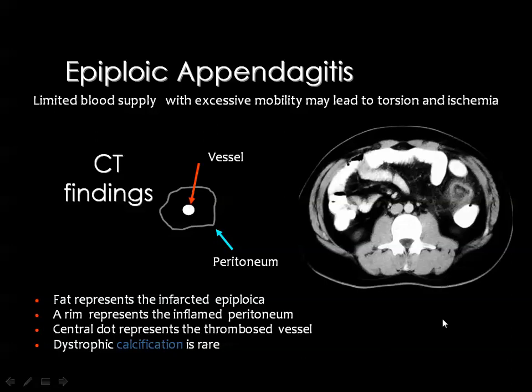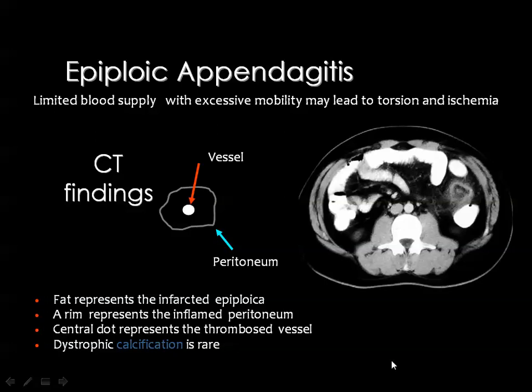Then if you look carefully here, you can see the three layers. The outer layer represents the thickened peritoneum, the middle layer represents the fat of the epiploica itself, and the central dot represents the artery. And of course, because this is an inflammation, you will see a stranding of the pericolic fat planes.